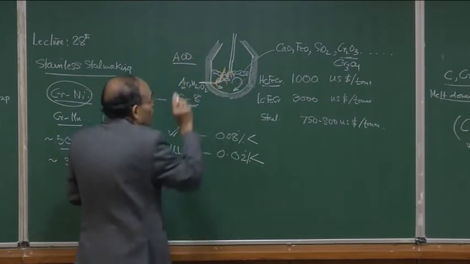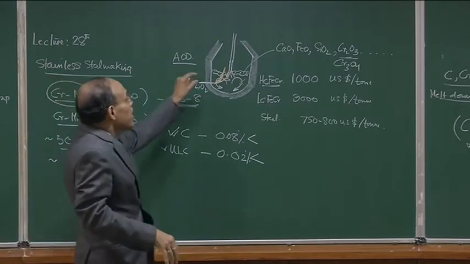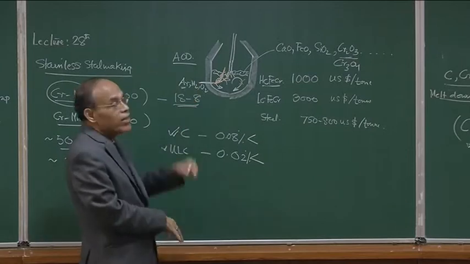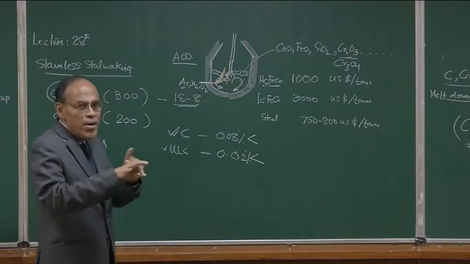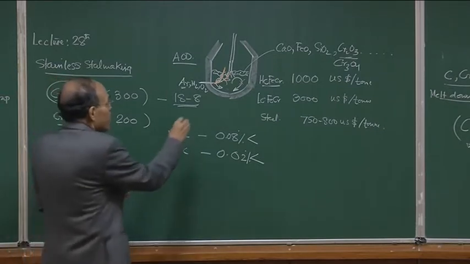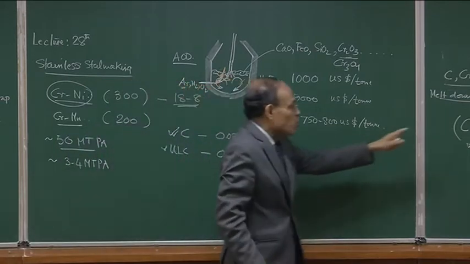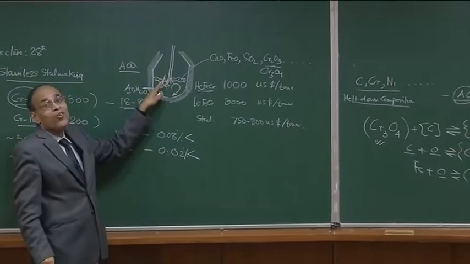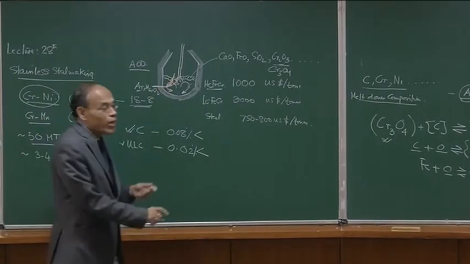From the moment you stop blowing oxygen into the system, it is an oxidizable slag that is present here. It contains iron oxide, because you were decarburizing and blowing oxygen into the system. If you want to get this chromium back from the slag to the metal, then you have to convert this oxidizing slag into a reducing slag. But you cannot add carbon.